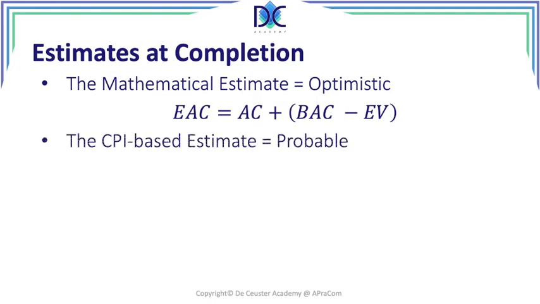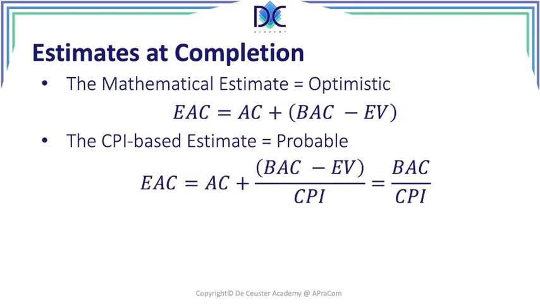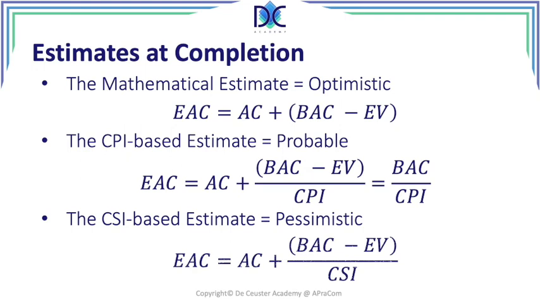Then we have the CPI-based estimate. We call it the probable estimate. Here we assume that the remaining part of the project will have the same CPI. So we divide the BAC minus the earned value by the CPI. Or we can use the simplified formula, the budget at completion divided by the CPI. The last one is the CSI-based estimate, which is the pessimistic estimate. Here we divide the remaining value to be earned, BAC minus EV, by the CSI.